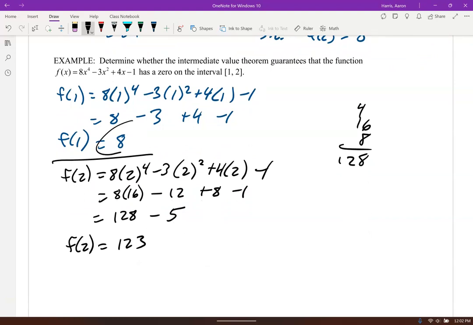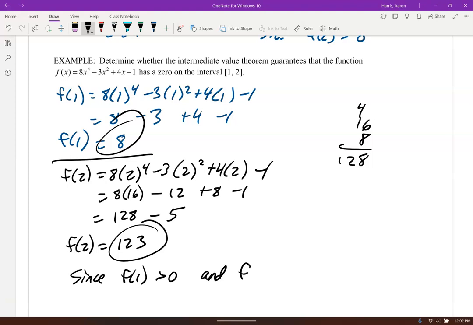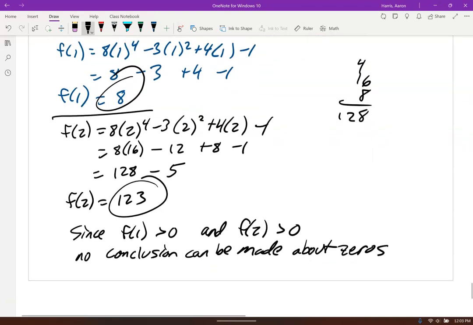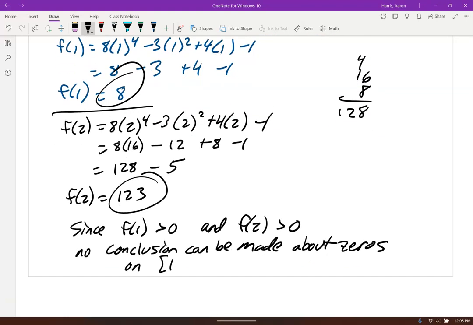So f of 1 is a positive 8. F of 2 is a positive 123. So since f of 1 is positive and f of 2 is positive, they're both positive, no conclusion can be made. They have to change signs. So no conclusion can be made about the zeros on 1 to 2.